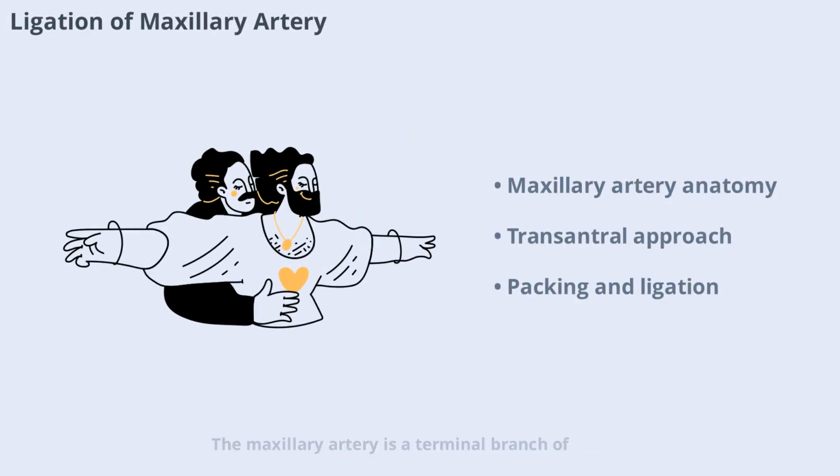The maxillary artery is a terminal branch of the external carotid artery and is situated deep, making direct ligation difficult. The transantral approach for ligation has been described, but most bleeding can be controlled by direct pressure with packing. If packing is insufficient, ligation of the external carotid artery may be necessary.